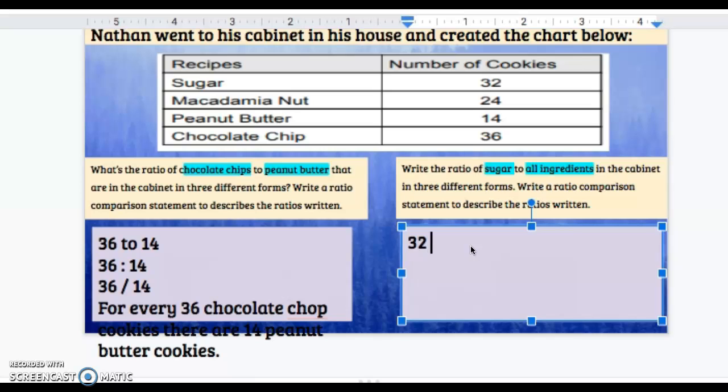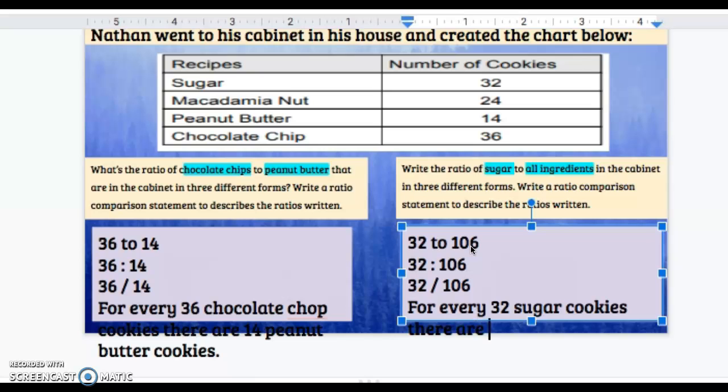So for sugar, it's 32 to 106. 32 colon 106. 32 over 106. And then I have to say for every 32 sugar cookies, there are 106 total cookies. That's all you had to do for today.